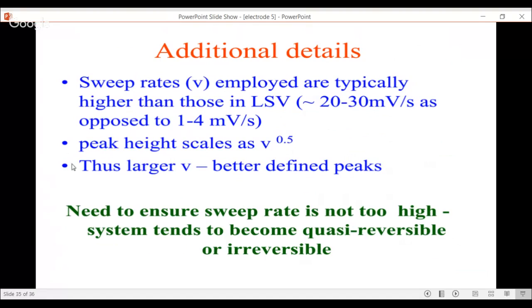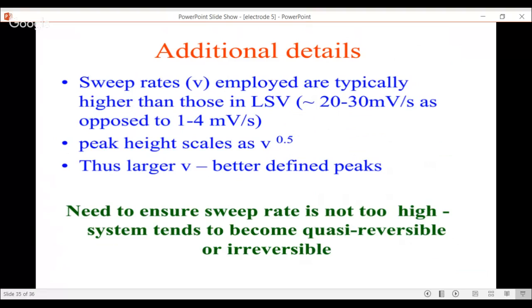Additional details: the sweep rates employed are typically higher than those of linear sweep. We already talked about it. Linear sweep voltammetry will be 1 to 4 millivolts per second, whereas in cyclic voltammetry and other techniques, it can be even 100 millivolts per second. But commonly 5, 10, 20, 30 millivolts per second is used. Peak height scales as v to the power of half. We will come to all those things. In the electrochemical equations, you will have some power. We will see what the power is and how it arises.